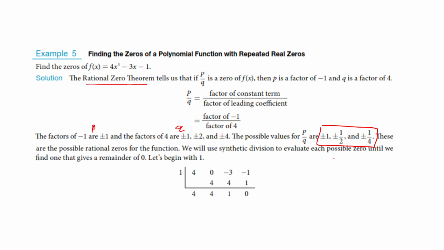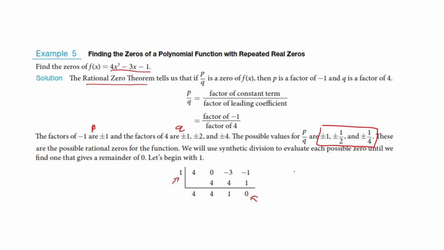Now, they immediately jump to synthetic division. To evaluate each of them, I would use the remainder theorem, especially if you had a graphing calculator where you could put this function in and just keep replacing the x's over and over. That would be much faster. But they're using synthetic here, and they find that 1 is a factor, because they had a 0 left.